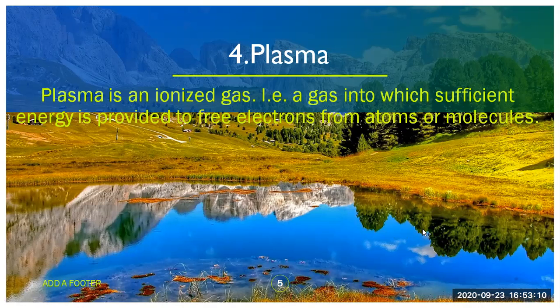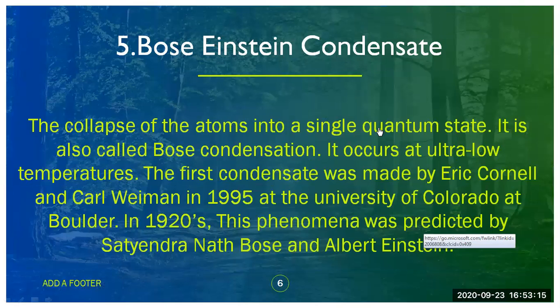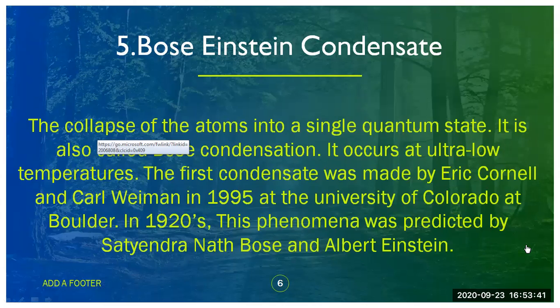Then the last and fifth state of matter is Bose-Einstein condensate. So Bose-Einstein condensate is formed when the atoms collapse into a single quantum state. And it is also called the Bose condensation, and it occurs at ultra low temperatures. That is freezing cold temperatures.